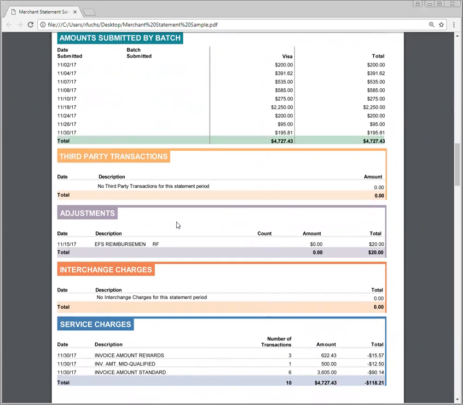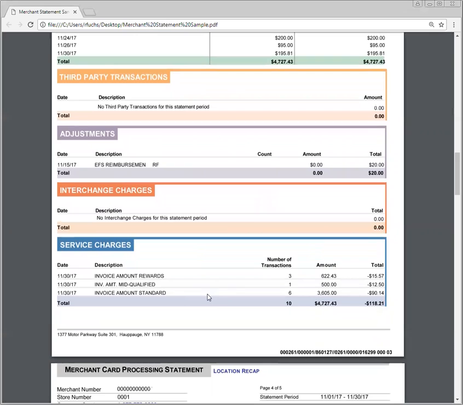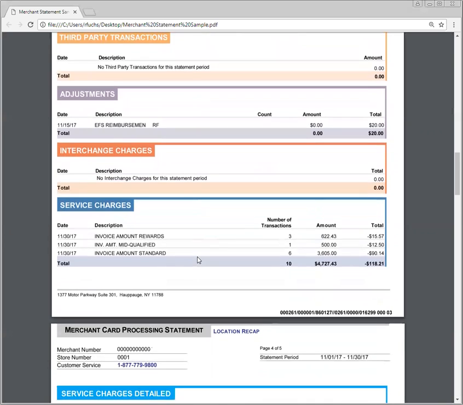The section following that is for adjustments. If direct pay issued a refund to your account, that will be displayed here. The next section pertains to any account that is set up on interchange. Any charges associated with interchange transactions will be shown here. The service charges section will lump together the transactions for different card types and also show any refunds you process to clients.